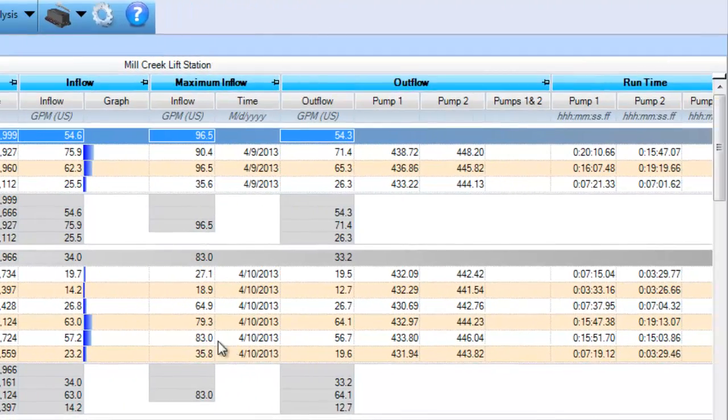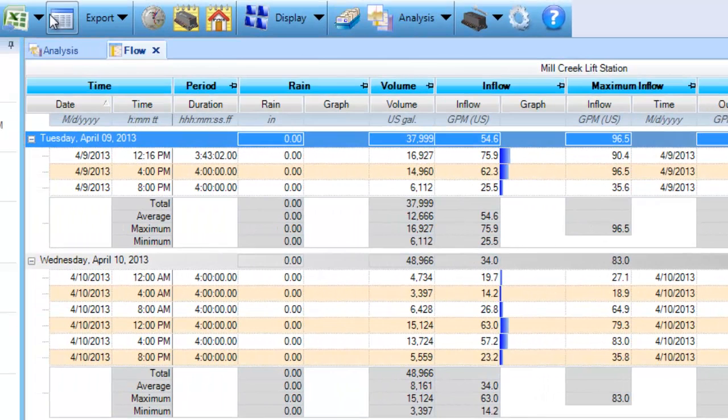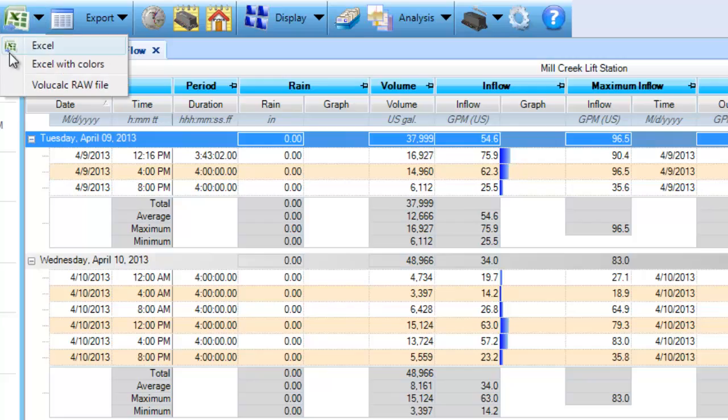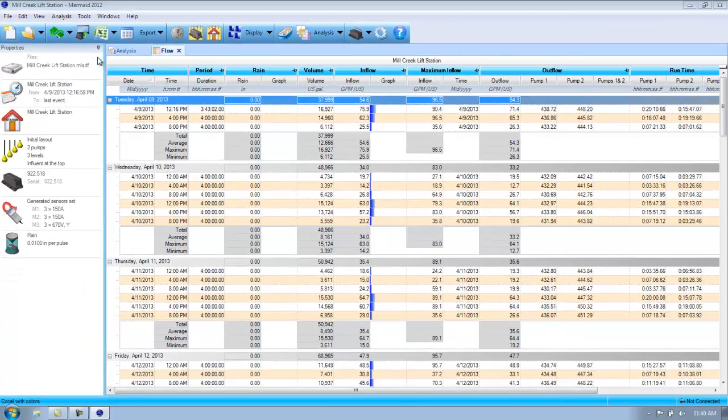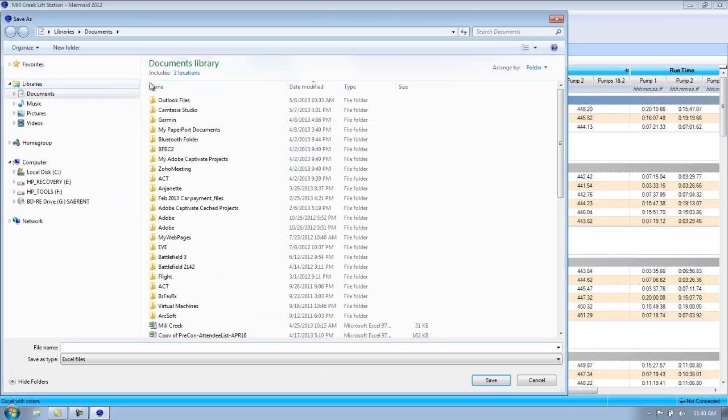Now what you can do is you can go over to Excel and export this file in an Excel format. I'm going to do it in Excel with colors, and it's going to put it in my documents library. I'm just going to call it XYZ test.